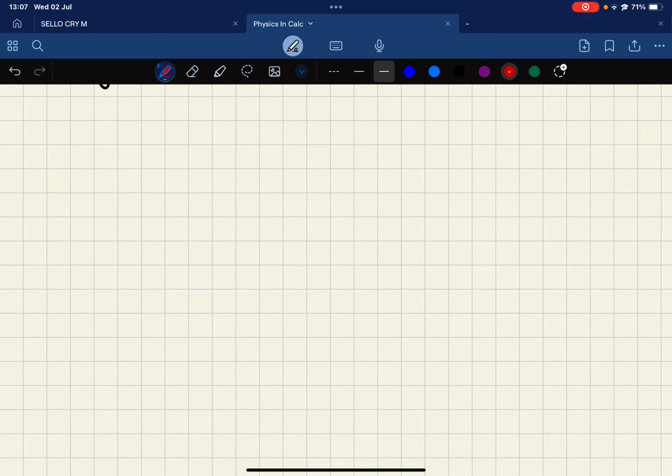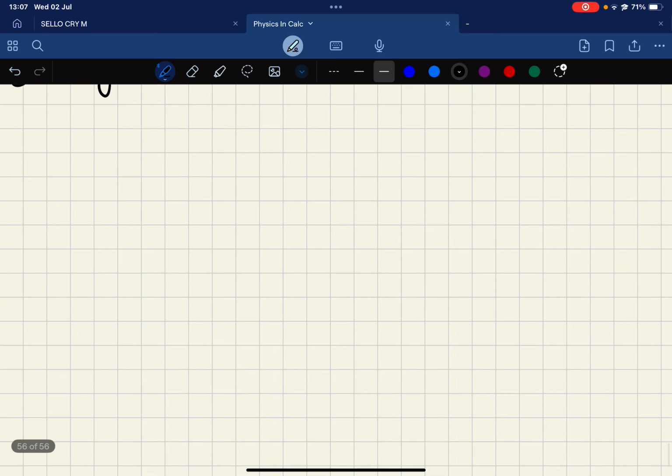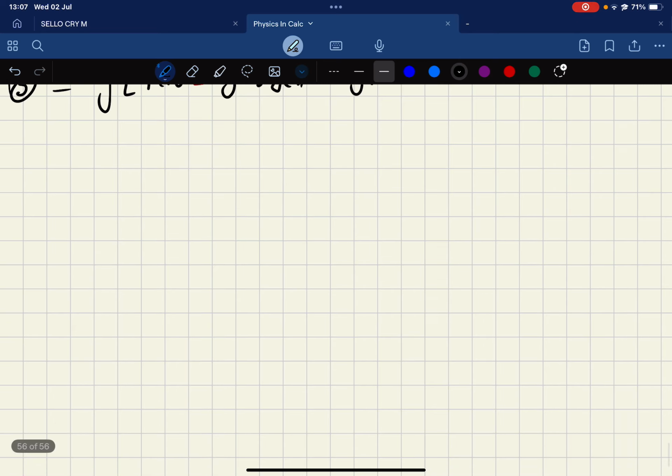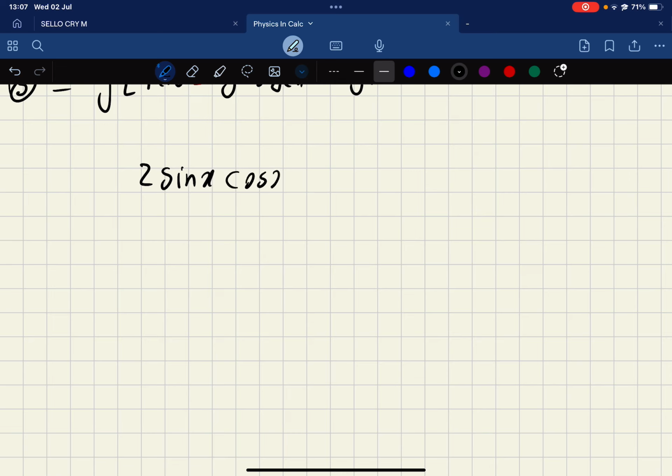Sometimes we just manipulate some sort of functions. It's very important to know. Do you remember those trick functions, like how to work with trigonometry? They say simplify this. Let's say they gave you something like 2 sine x cos x divided by something. Okay, let me do it like this. This is sine 2x cos 2x divided by what?